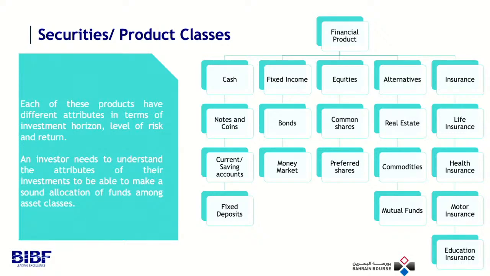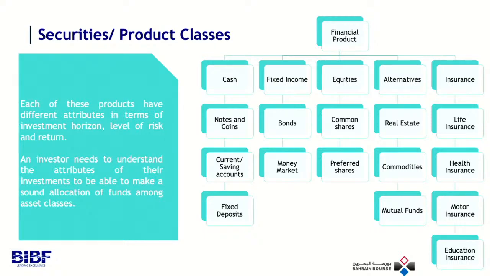So cash and cash equivalents, fixed income, equities, and alternative instruments. The last term that I wanted to talk about was asset allocation. Allocation means to decide how much to put where. So asset allocation means if I've got a pot of money, let's say 20,000 BD, and I want to invest it, that's my investment portfolio. How much am I going to put in which pot, in which asset class? That is my asset allocation.